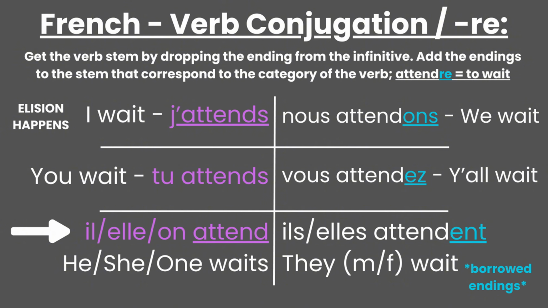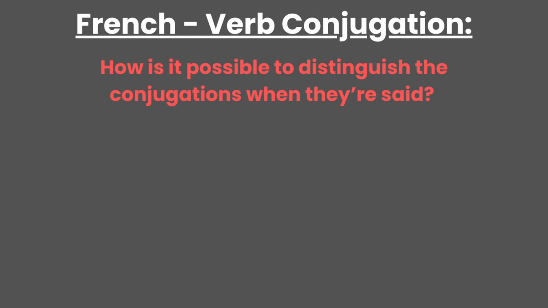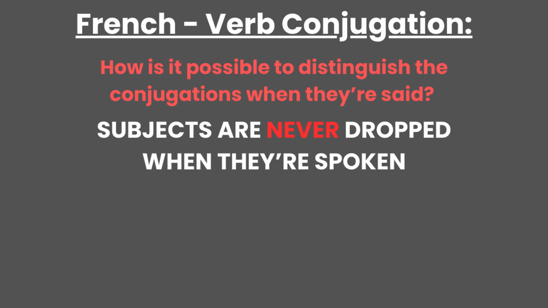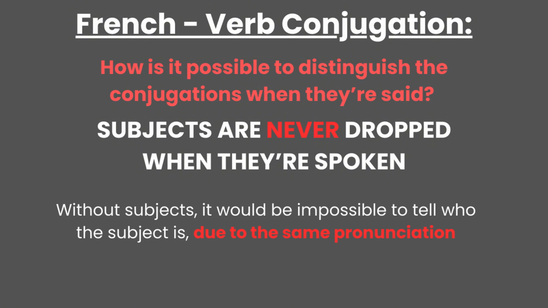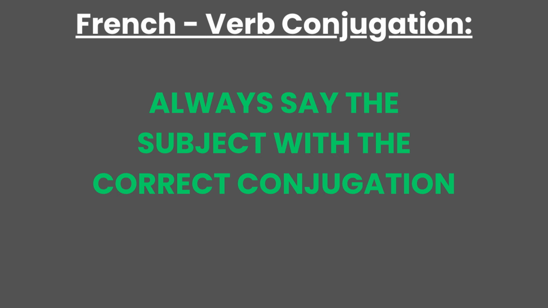At this point, you might be wondering how it is possible to distinguish the conjugations when they're said. In my first French video, I mentioned that subjects are never dropped when they're spoken with their conjugations, because the pronunciation of some will be the same, despite having different writings. This is the reason why French requires conjugations with the subjects, because without them, it would be impossible to tell who the subject is, due to the same pronunciation of some conjugations. In other words, to distinguish the difference between conjugations, always say the subject with the correct conjugation.